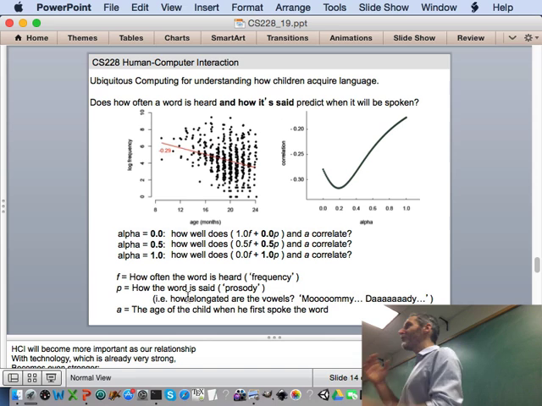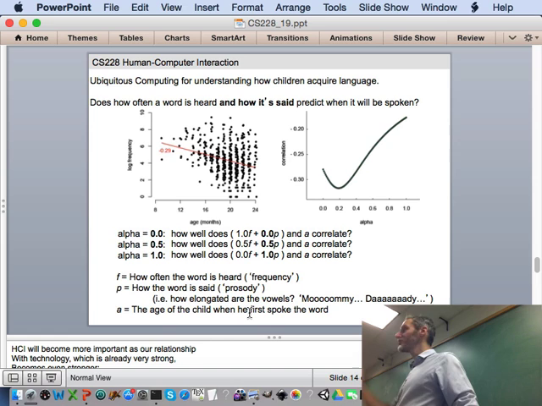So we're going to now ask the question of how do these two features in combination predict early word birth? So is it just that the child heard the word a lot, regardless of whether they heard the adult form of it or the baby talk version of it, or is it some combination of these two features? So we're going to take F and P and try and predict A, which was the age of the child in months when the child spoke that word for the first time.